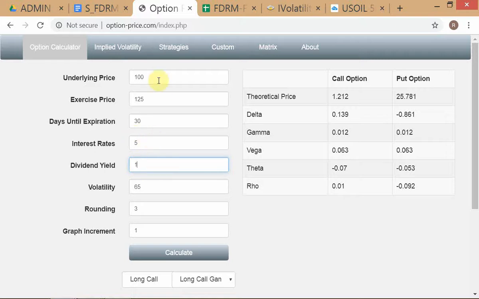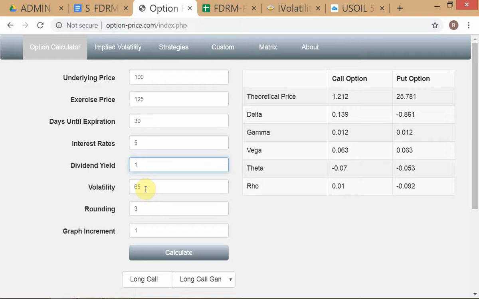Interest rate is not a forecast. Underlying price is not a forecast because you can see it in the market. Exercise price is given by the user, so it's not a forecast. Days until expiration is also given by the person asking for the price. This is not a forecast. Nothing else is a forecast except for dividend yield and vol. These two are, and the most important forecast here is the vol.